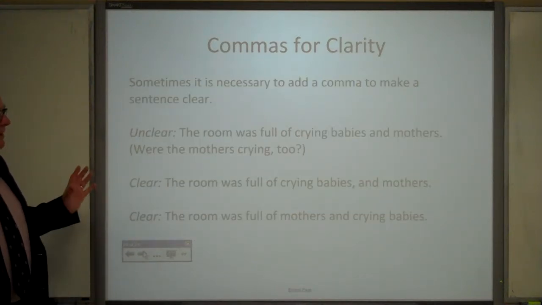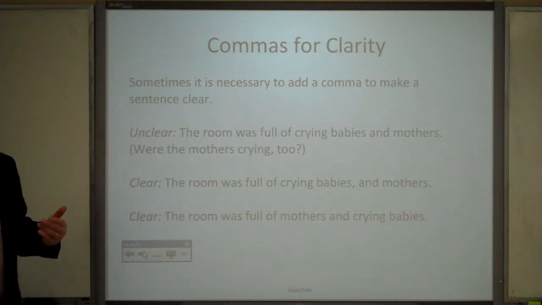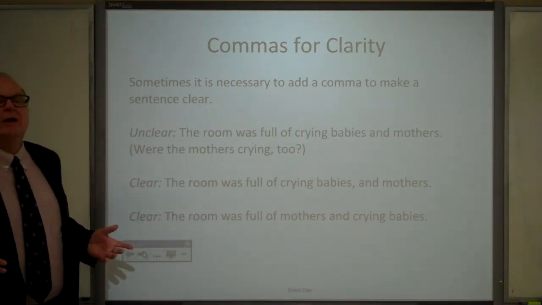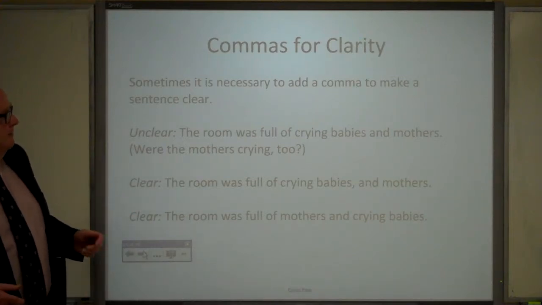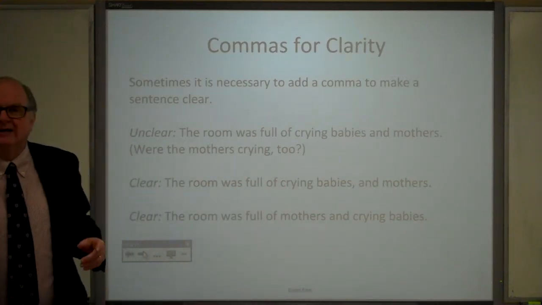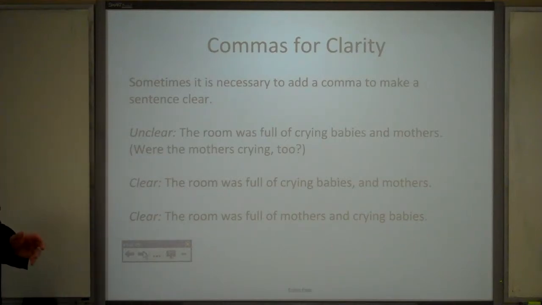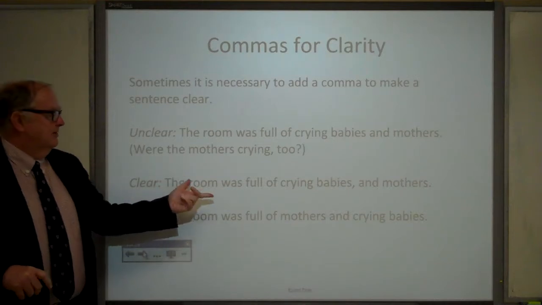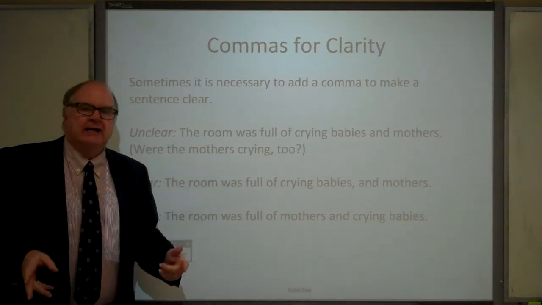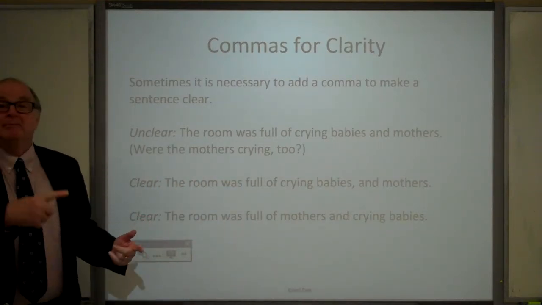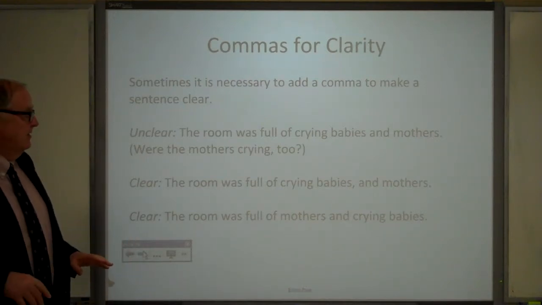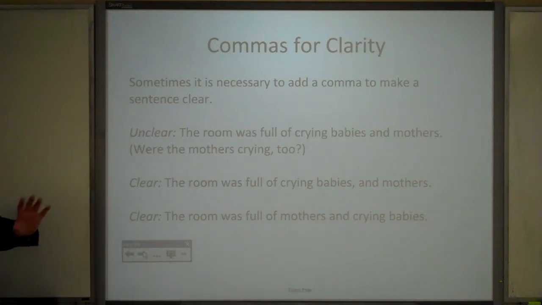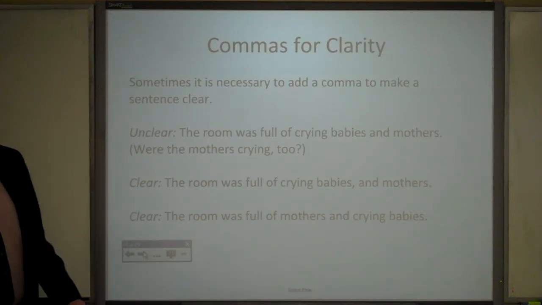And sometimes there are other reasons. We just use a comma just to make something clear. The room was full of crying babies and mothers. If you don't have the comma, it might sound like the mothers were crying too. And unless that's what you mean, you would say, the room was full of crying babies, comma, and mothers. Or probably a better way of doing that would be to say the room was full of mothers and crying babies. That way you don't need the comma, and we understand it's just the babies that are crying.